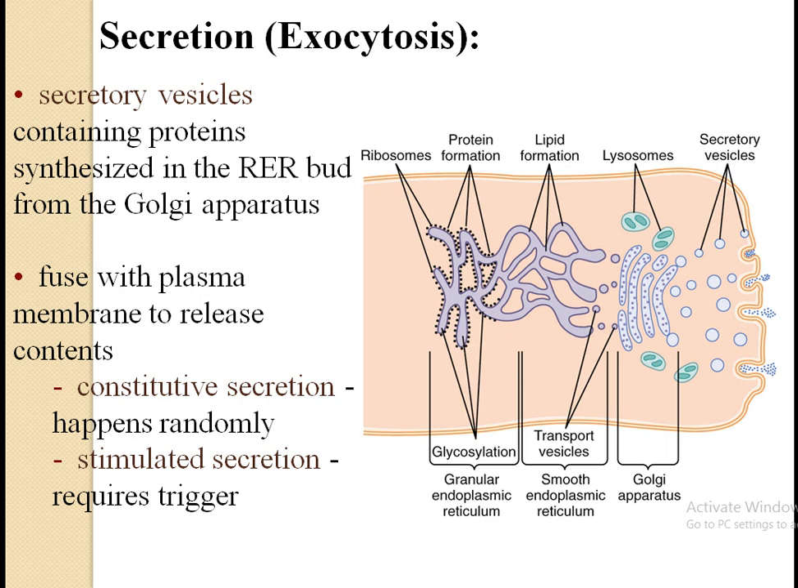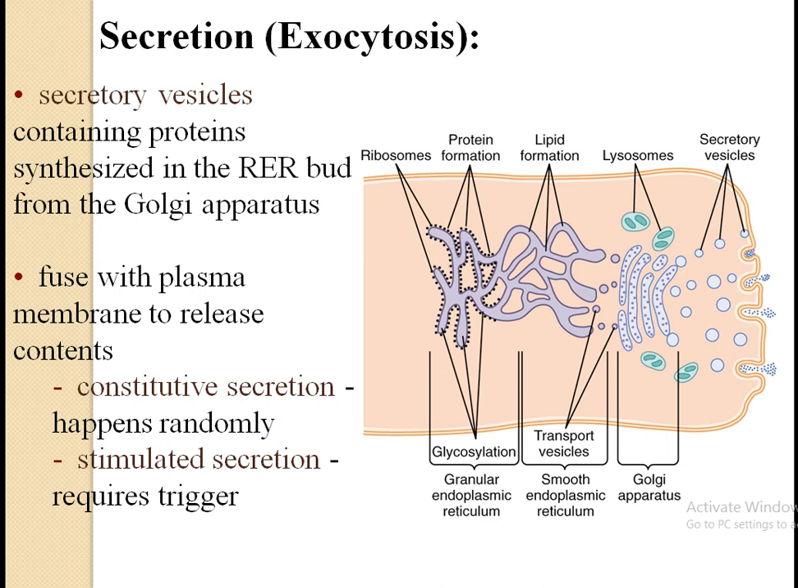The secretions which come out through the process, that is called exocytosis. Exo means outer. Cytosis is a process related to the cell. So the substances, through the exocytosis process, come out of the cell.